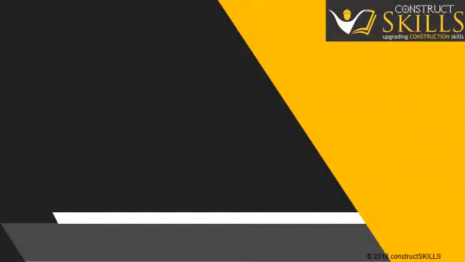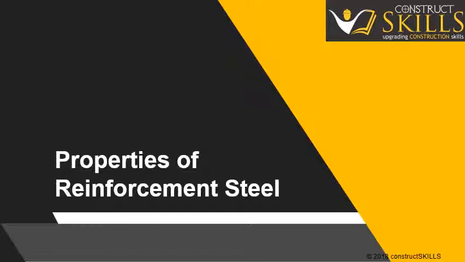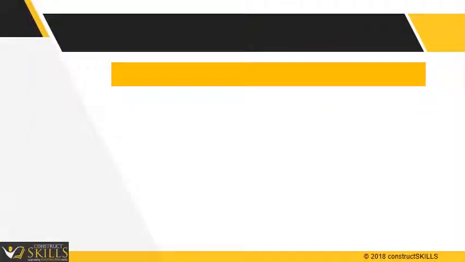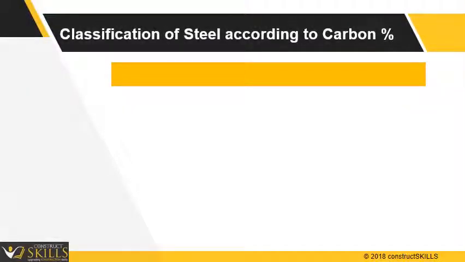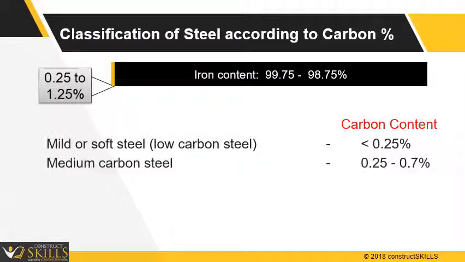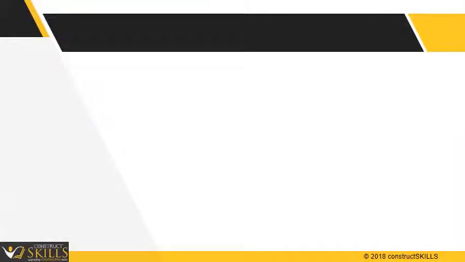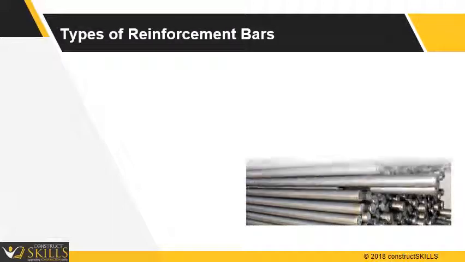The lecture is a guide to understanding properties required for a good quality reinforcement steel. Steel is classified according to the content of carbon. Carbon is added in a very small proportion to increase hardness. As shown, the percentage of carbon in reinforcement varies from 0.25% to 1.25%. There are three types of reinforcement bars.